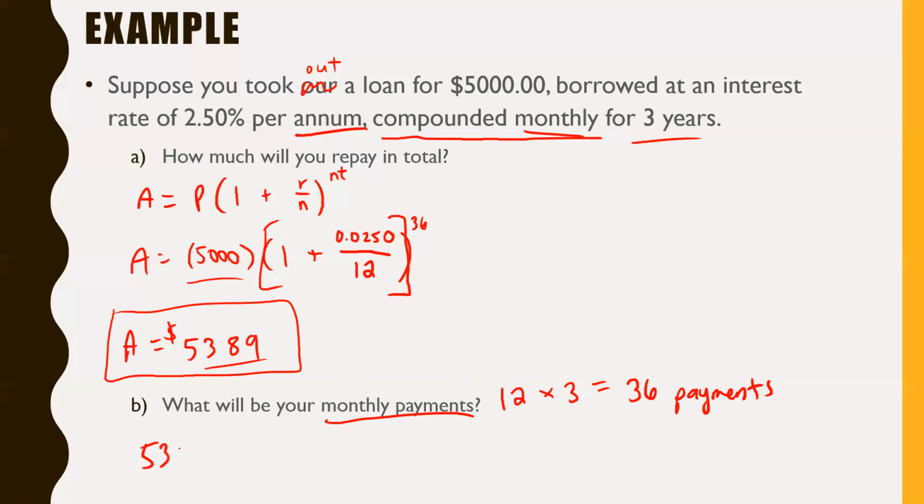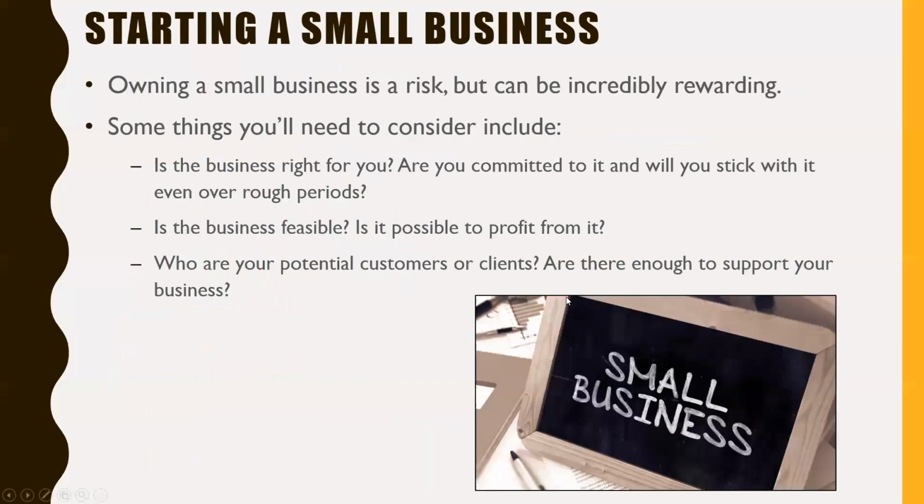So 5,389. Just divide that by the number of payments you're making. So divide that by 36. And that's going to give us, I'll round to the nearest whole cent, it's going to be roughly equal to $149.69. So in other words, your monthly payments, what you're paying every single month for that $5,000 loan, will be $149.69. Okay? All right, moving on here.